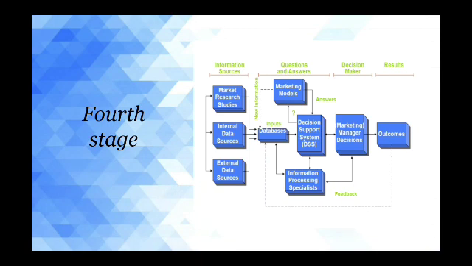First, we have information sources. It is the first stage. We have questions and answers where we can add new information. New information improves our performance. And then we have the decision maker that can provide us feedback also. And finally, we have results that are strongly connected to databases or inputs. And that's all.